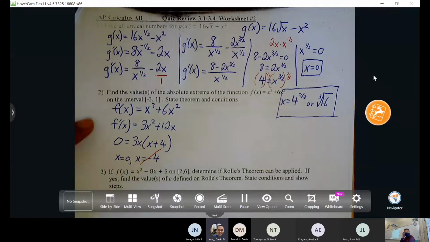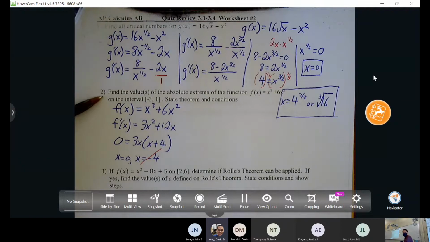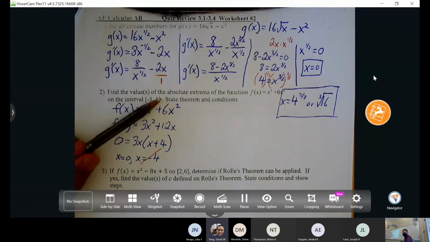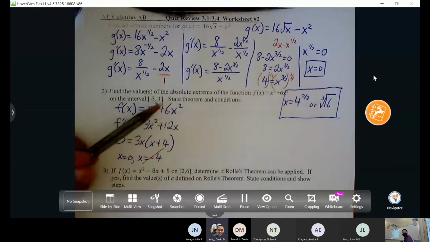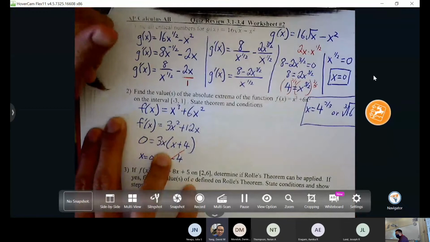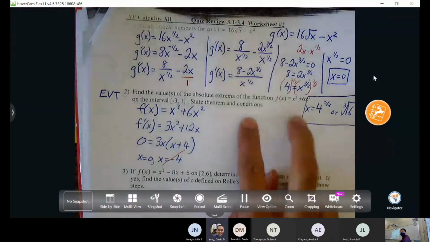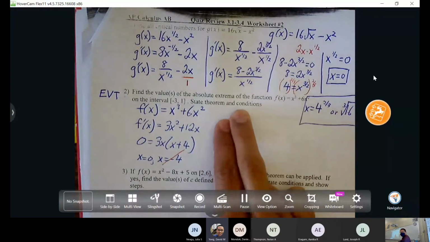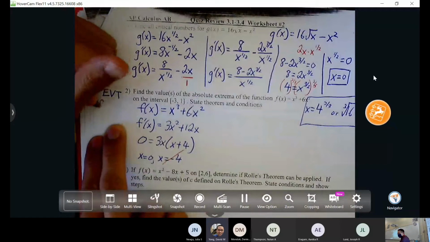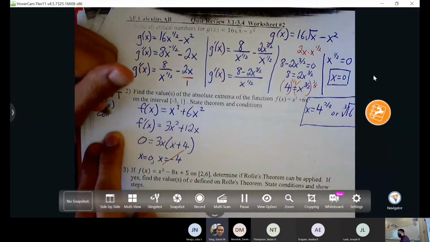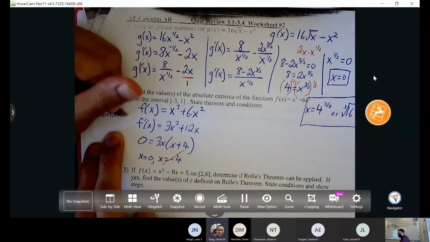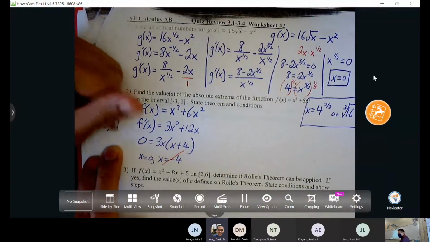I started going through number 2 with 7th period, and so this is what we've accomplished so far. I can continue with this problem. It says find the absolute extrema. We know we're dealing with extreme value theorem, so we can state EVT. And the fact that we're dealing with a polynomial, so there's no breaks in the graph, no vertical asymptotes, so we can state our conditions. We know our function is continuous on the closed interval from -3 to 1.